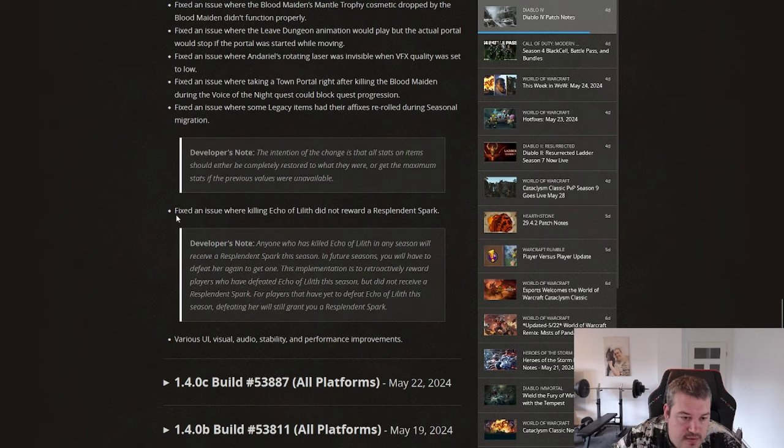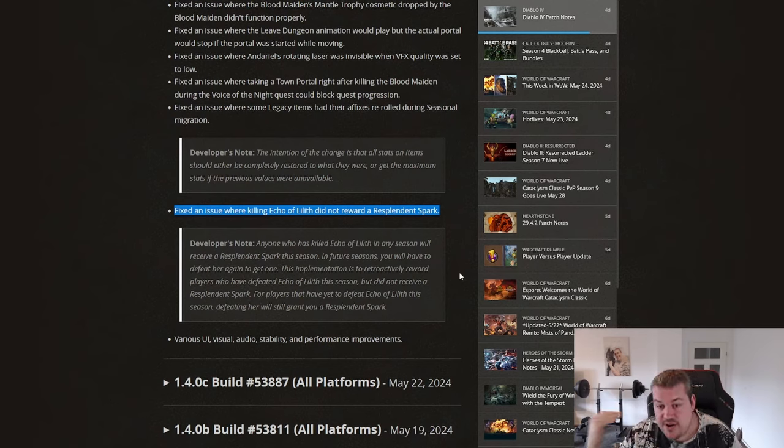Here. This is important. Fixed an issue where killing Echo of Lilith did not reward your resplendent spark. Because for me, this was actually happening. I went there, I killed her, and I didn't get it. So I'm curious that if I'm logging back in, do I have my spark, or do I have to kill her again to get the spark?